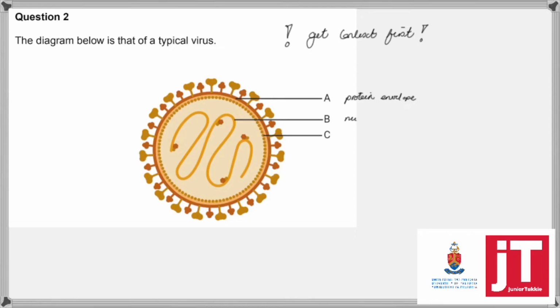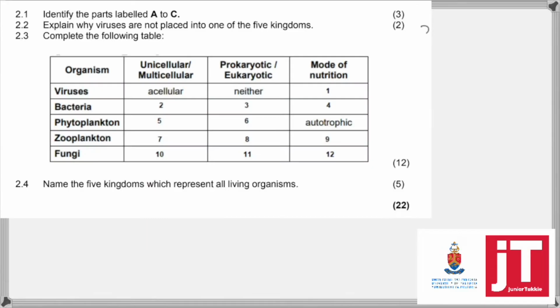We can see label B being the nucleic acid or the genetic material, which can be either DNA or RNA. But looking specifically at this virus over here, we see a single strand, so we know that it is going to be RNA. Label C on the outside, surrounding the genetic material, we have the capsid or the individual capsomeres that make the capsid up. So now we're ready to carry on with the actual questions that we are going to be asked.